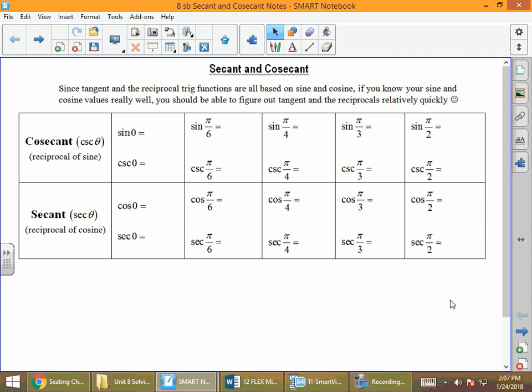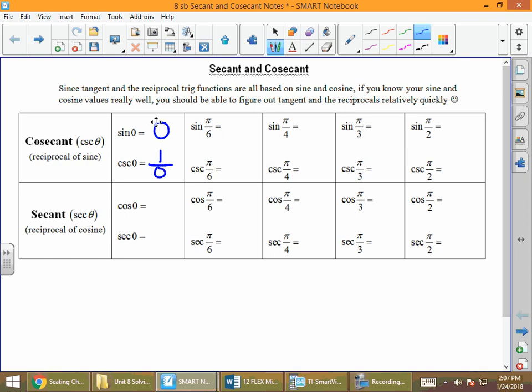Let's start with cosecant. Cosecant is the reciprocal of sine. Let's take a minute and fill in a couple of these values. Sine of 0 is 0. Hopefully on your quiz that you just recently took, you got that correct. Cosecant is the reciprocal of that, which means that we're going to have 1 divided by 0.